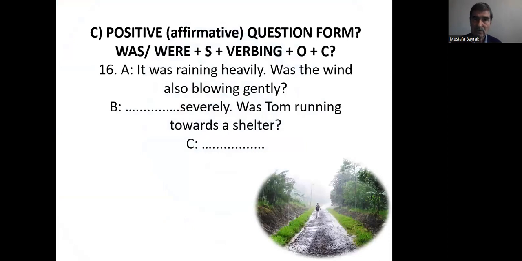Okay, C, positive affirmative question form. Of course, let's remember it. It's so easy to guess, okay? Just like the others, was, were also at the beginning, and we also learned the to be past. Now we use to be in all continuous tenses. Was, were at the beginning, subject, verb, ing again.